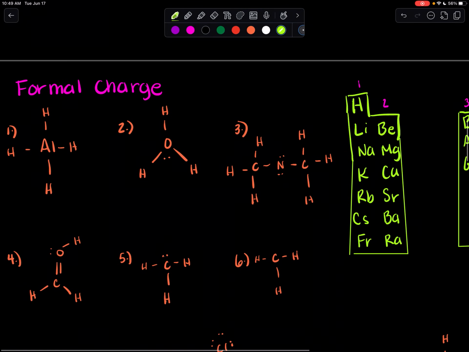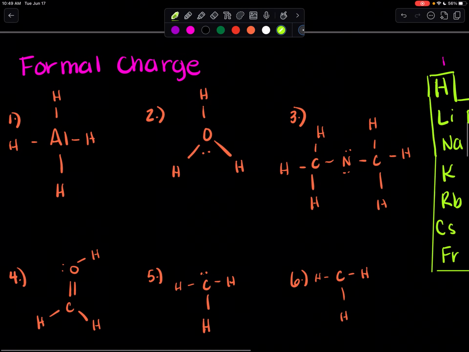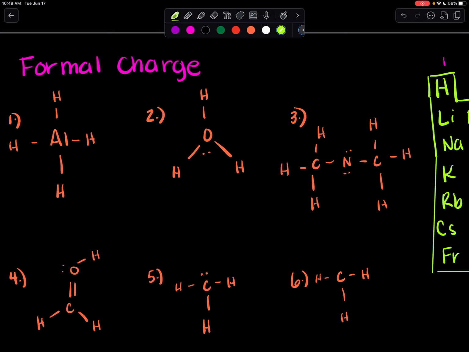So with that said, let's look at our first structure. We have aluminum in the center, and it's surrounded by hydrogens. Our hydrogens look okay because hydrogen has 1, as indicated here, correct? Has 1. So we're okay with that.